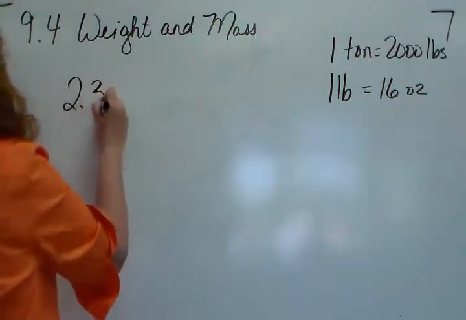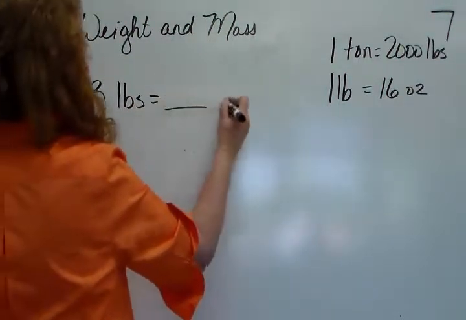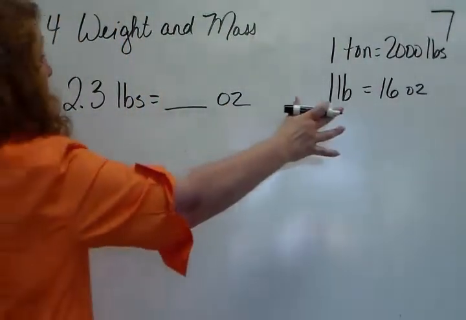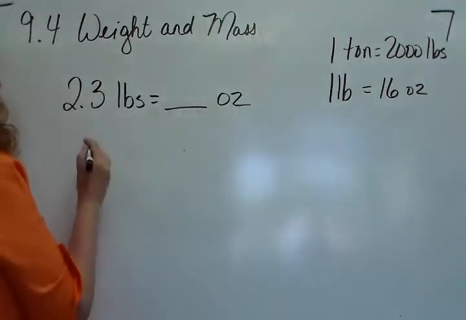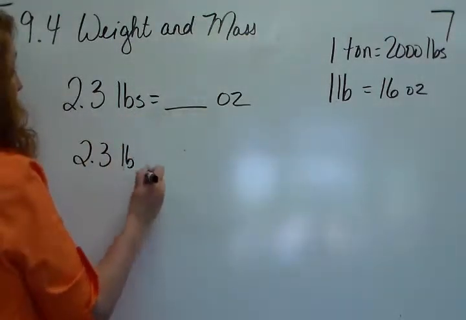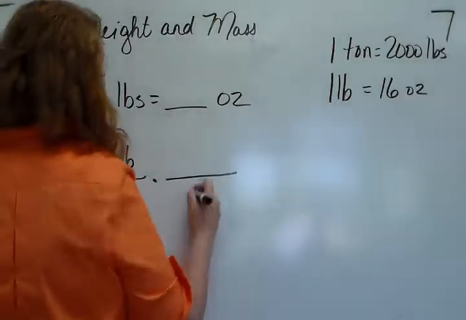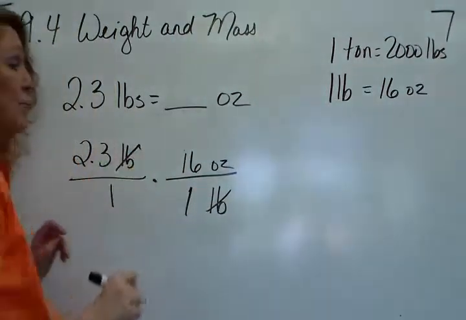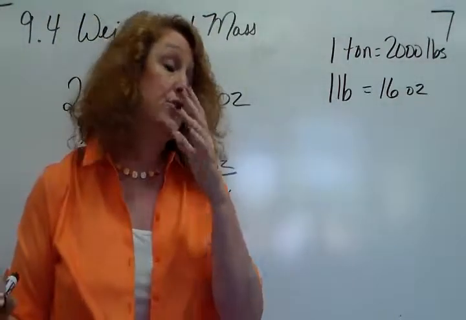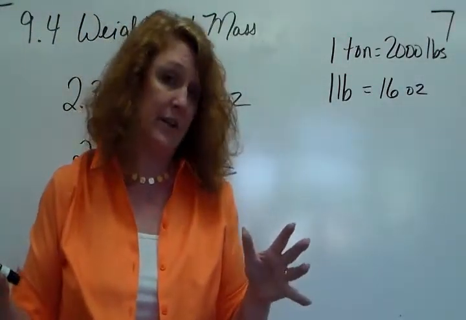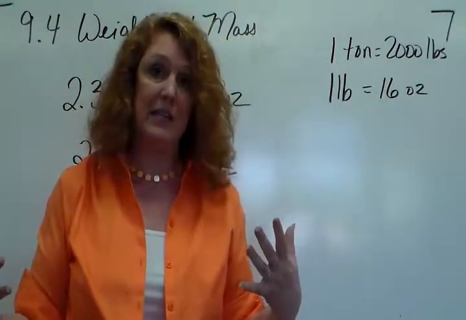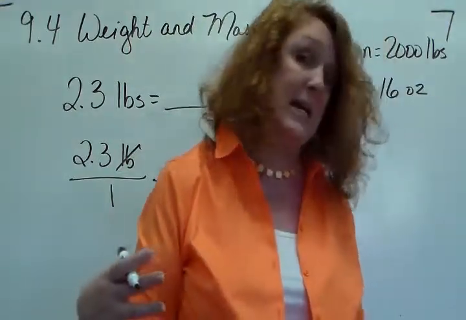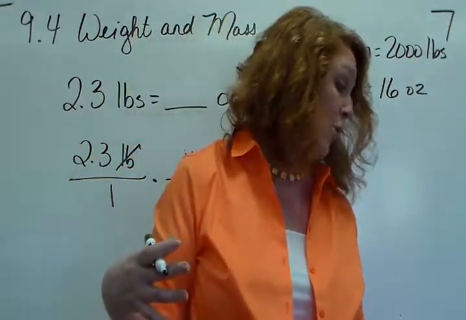I have 2.3 pounds, and that equals how many ounces? And we're going to do the exact same thing. We're going to stick our conversion factor next to our fraction. 2.3 pounds over 1 times 1 pound is 16 ounces, and we're going to cross cancel and multiply. Or you can just multiply right now. You can take the shortcut, that's fine. But it's a bunch of these. And then they're going to switch to metrics. And the metrics is section B on page 520.